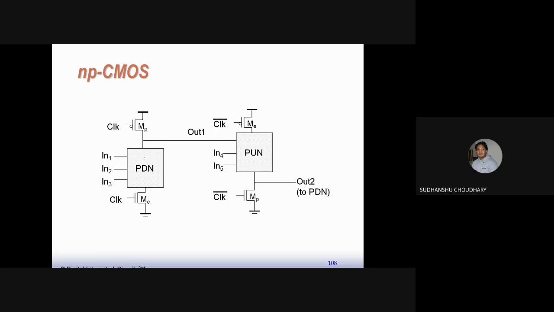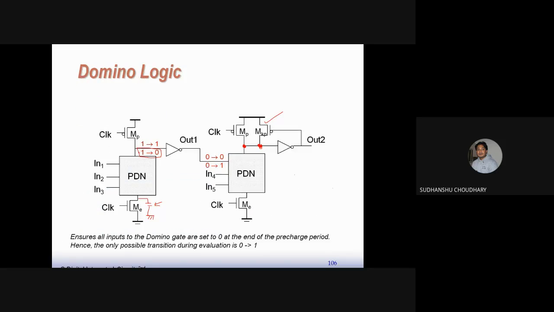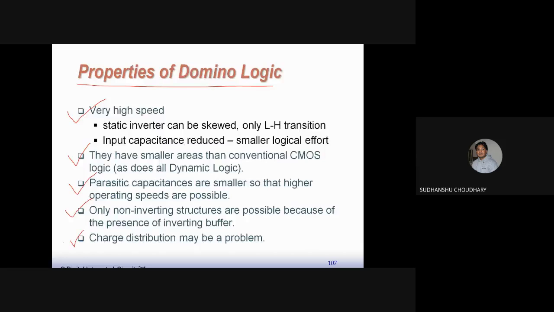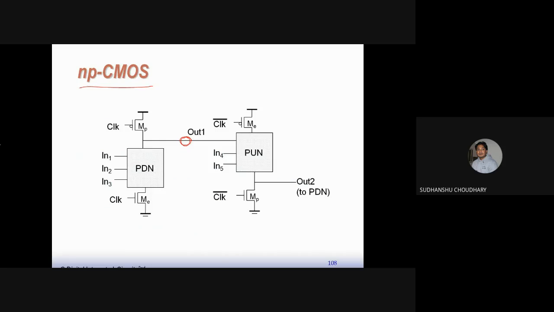Now apart from this domino logic, one can also think of cascading the dynamic logics, and in this case you do not need an inverter over here, that is, the static inverter that we were using earlier in the domino logic. So that is being removed now. That is possible by cascading two dynamic circuits in which one of them has a pull-down network composed of NMOSes, and the other one has a pull-up network which is composed of PMOS.